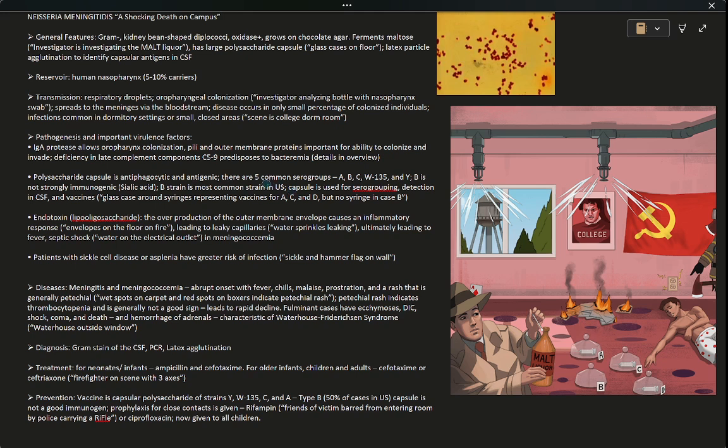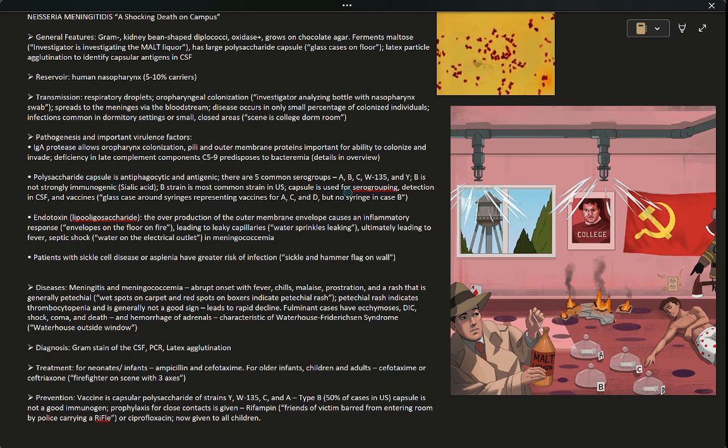So, this can be problematic as immunogenicity is important for drawing and enabling appropriate immune response. But anyways, the capsule is going to be used for serogrouping, detection in the cerebrospinal fluid, and also for vaccination. And that's what makes the polysaccharide capsule for the Neisseria meningitidis significant, especially in a clinical setting.